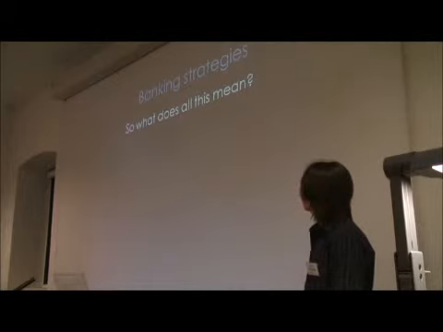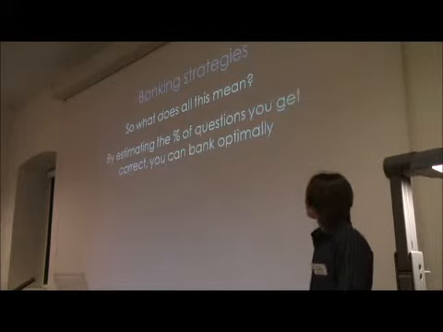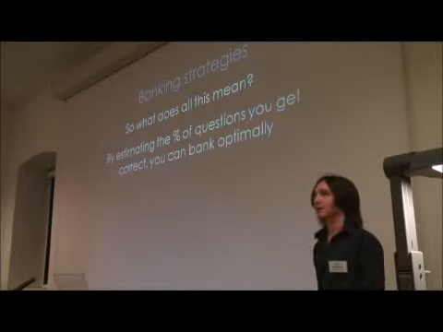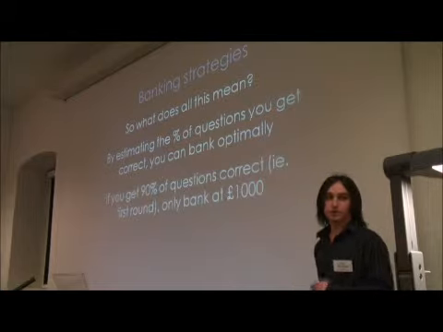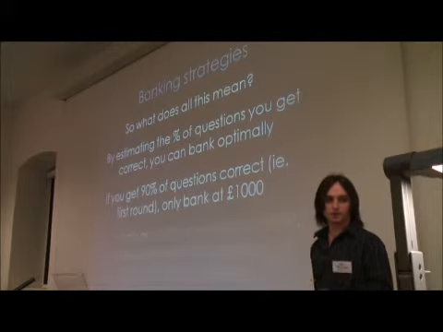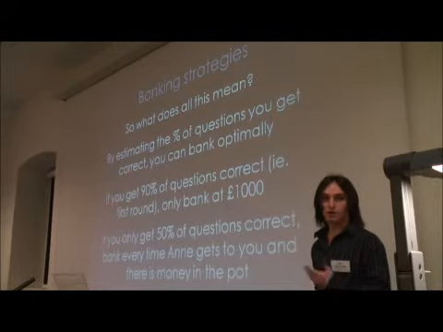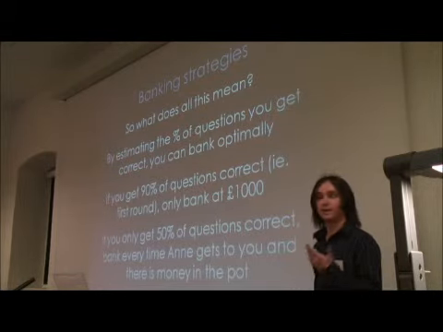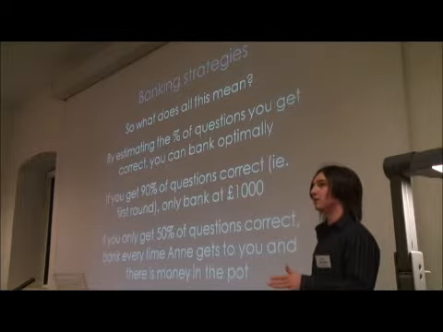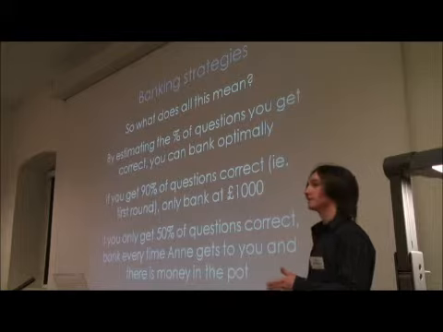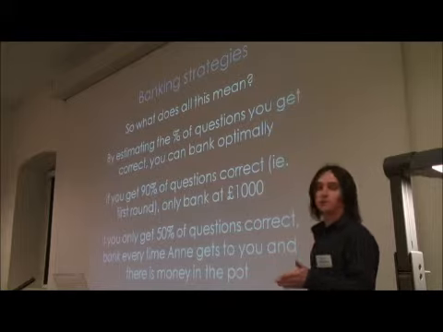So what does all this mean? By estimating the percentage of questions you get correct, you can actually bank optimally during the weakest link rounds. So in the first round, you only bank at £1,000. But if you're only getting 50% of questions correct, your optimal banking level is £20. This means that every time Anne gets to you and there is any amount of money in the pot, you must bank. This doesn't just apply for £20.